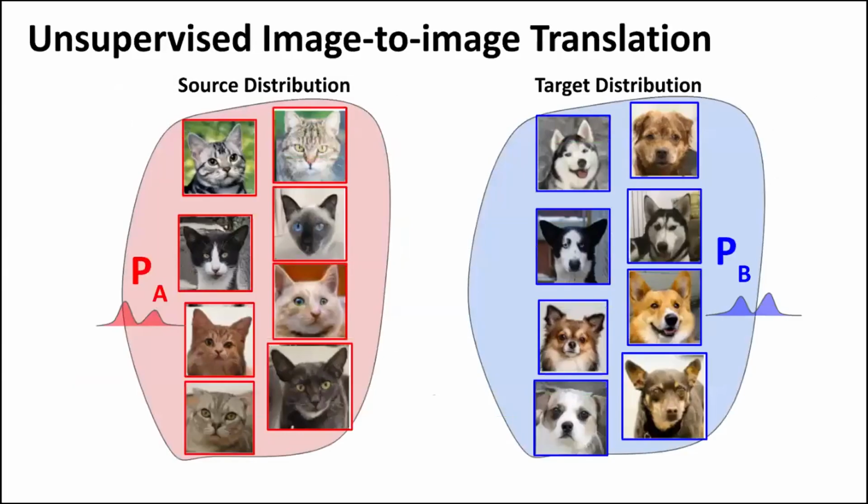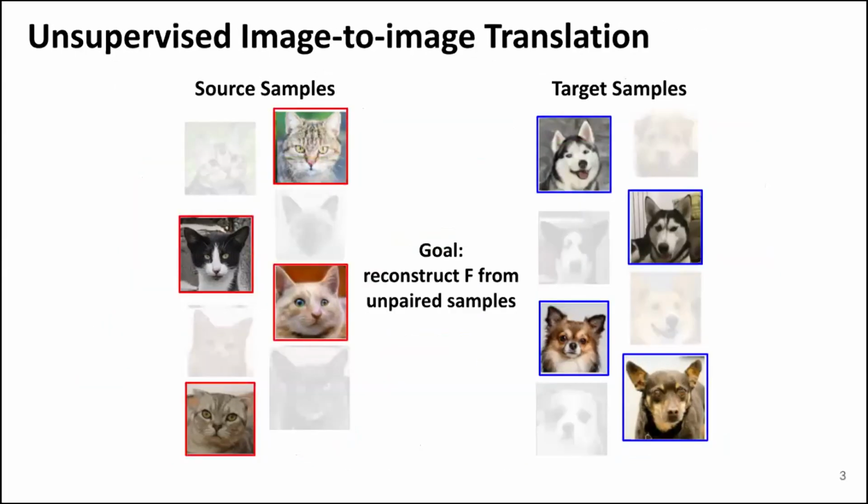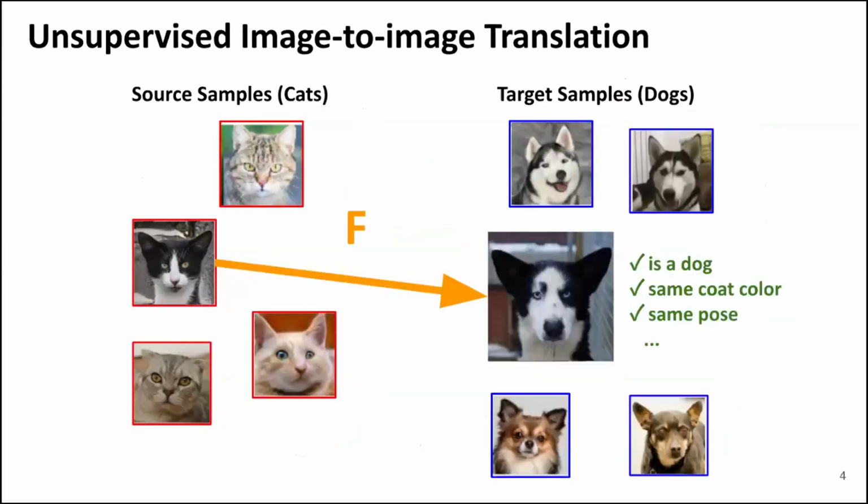In unsupervised image-to-image translation, we assume that there exist two distributions of images, cats and dogs in this example, and that there is a single ground truth cross-domain mapping f that maps between them. Our goal is to recover this unknown function f using only unpaired examples from respective distributions. We assume that this ground truth mapping preserves as much information as possible, including the fur color, pose, etc.